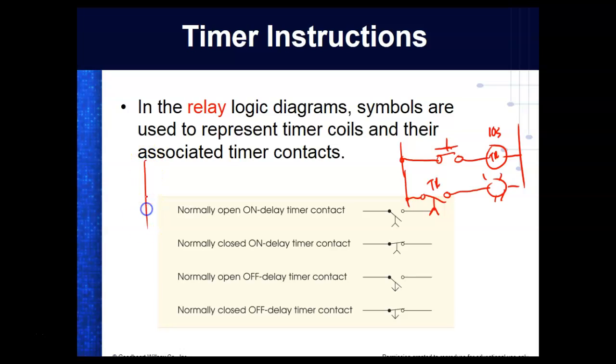So if I was to look at this using a timing diagram, my coil goes through, this would be TR, and then this would be my contact. It would go through after the set time. And then when the timer coil goes false, this would reset instantly if it's a non-retentive timer. That make sense? So this would be an on delay timer.